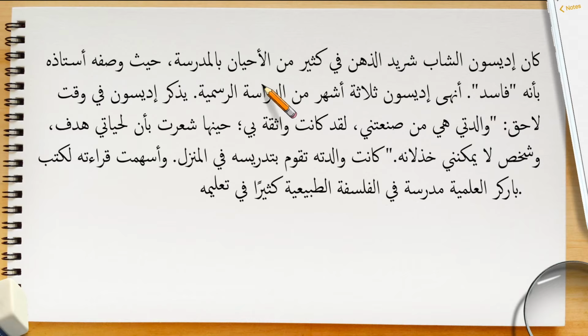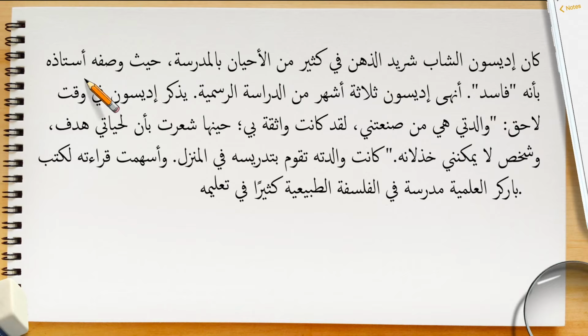Most of the time. كثير means a lot. أحيان means times. It is the plural form of حين. حين means time. أحيان means time. So كثير من الأحيان means most of the time. Edison, most of the time, at school, بالمدرسة, what was he? He was شريد الذهن. He was distracted, mentally distracted.